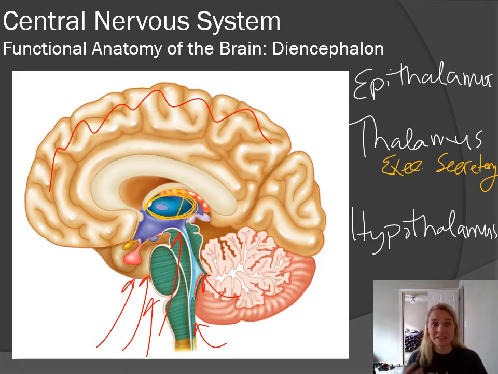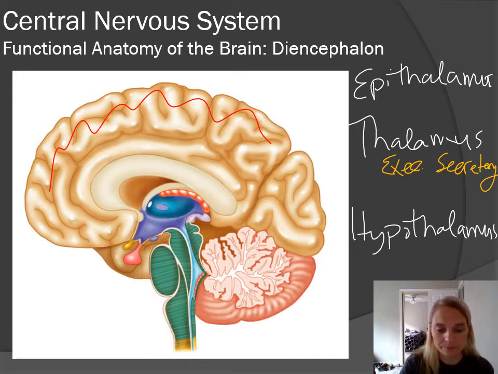So it's like a relay station. If you think of those old telephone operators that have to plug in all of those different cords to connect people calling on the telephone. So that's what the thalamus does. It sends only the most important information up to the cerebrum and then reroutes all of the other information coming in to the different parts of the brain that can handle it. And so that's the job of your thalamus.